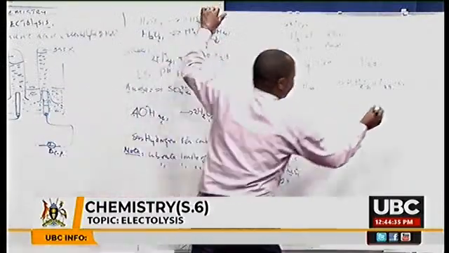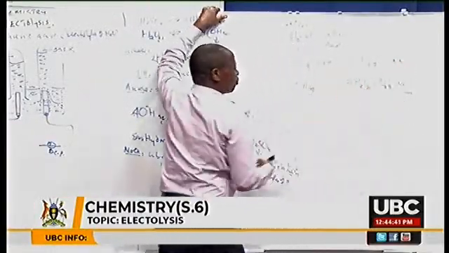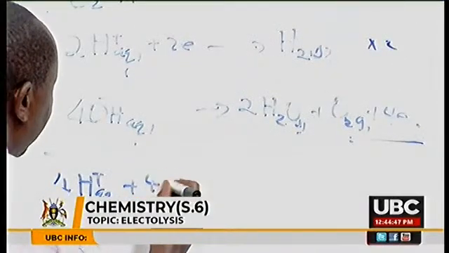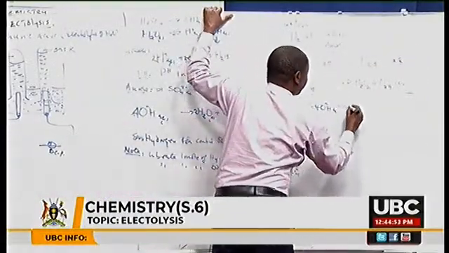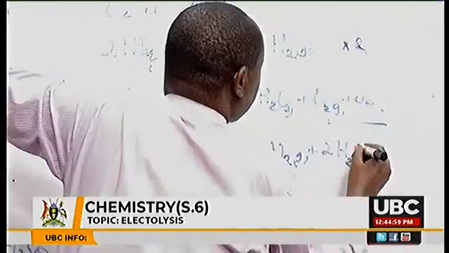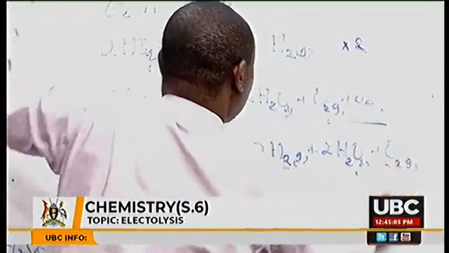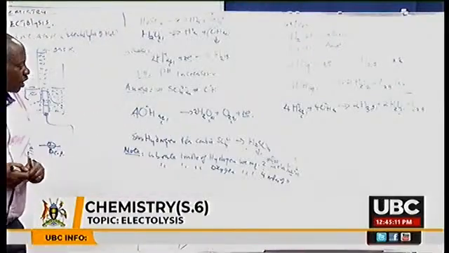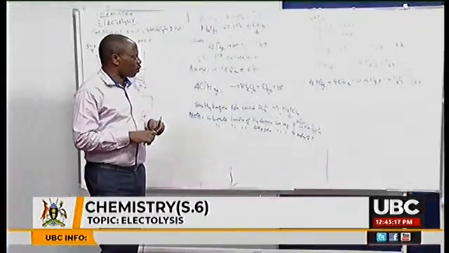And maybe I can slightly show it in this way. Let's add. When we add, we multiply here by 2 in order to remove what? The electrons. Therefore, we have 4 hydrogen ions plus 4 hydroxyl ions. We multiply here by 2 to make this electron 4, to give 2 moles of hydrogen gas, 2 moles of water, and 1 mole of oxygen. For 2 moles of hydrogen produced, there is 1 mole of oxygen.